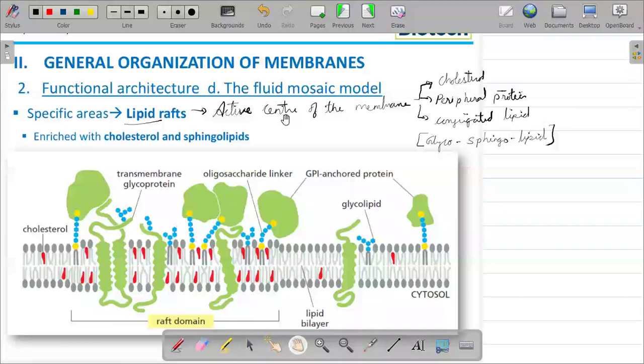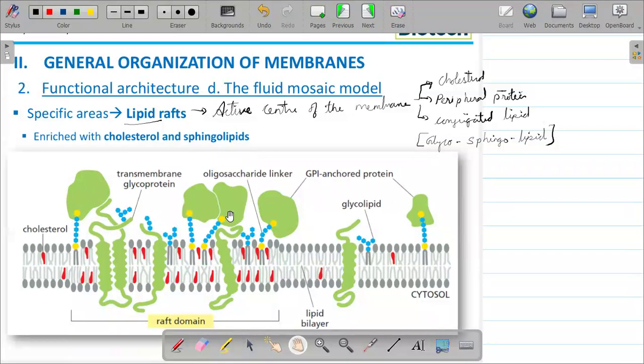So these are some of the active centers in the membrane, that is the specific areas as given here. It is enriched with cholesterol. It is enriched with sphingolipids. But how they are joined is by some linker molecules. So where are they located? They are located in the plasma membrane, and they have some associated area also, which is the Golgi body.